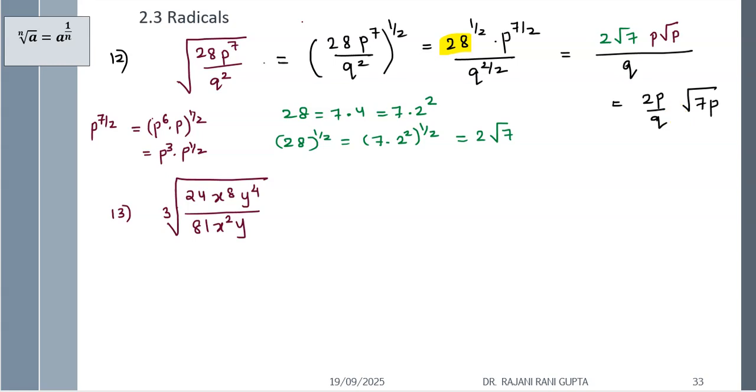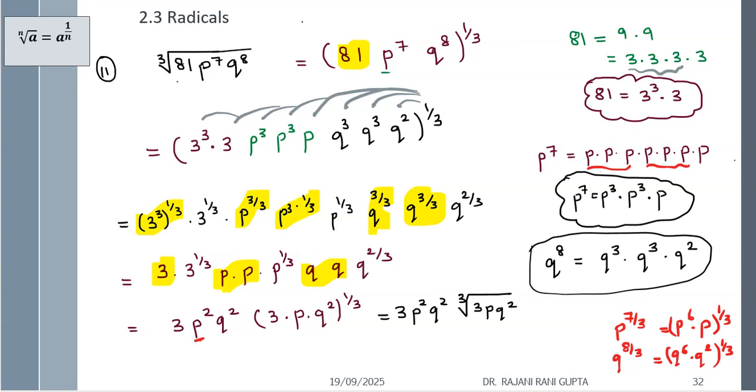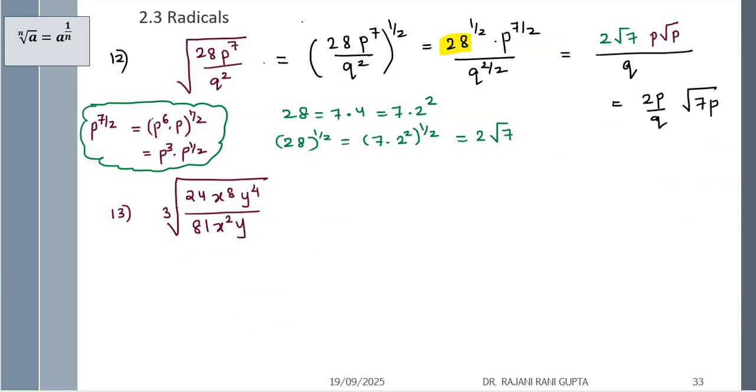Okay, so it is important for you to know how to simplify these things. P power 7 over 2, you can simplify in the same way as we did for 7 over 3. Means you can even work like this. Similarly, if you do this question: 24 power 1 over 3, x power 8 over 3, y power 4 over 3, down 81 power 1 over 3, x power 2 over 3, y power 1 over 3.